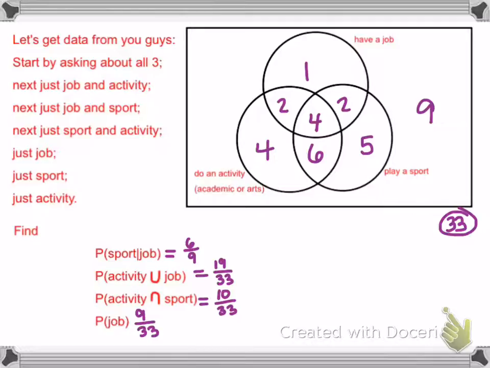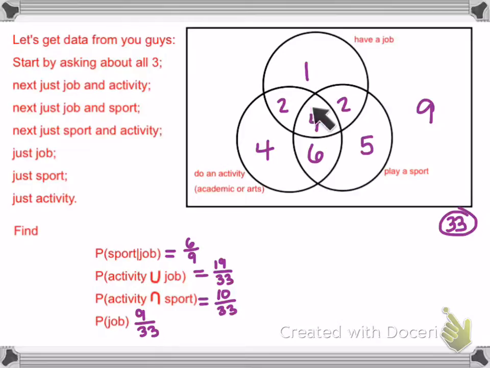Okay, I guess we're checking the rest of our answers now. The probability of activity union job is anybody who is in either of those categories. So I'm circling it here, either of those two circles. When you add all of those numbers up, 4, 6, 4, 2, 2, and 1, that's 19 out of the 33.